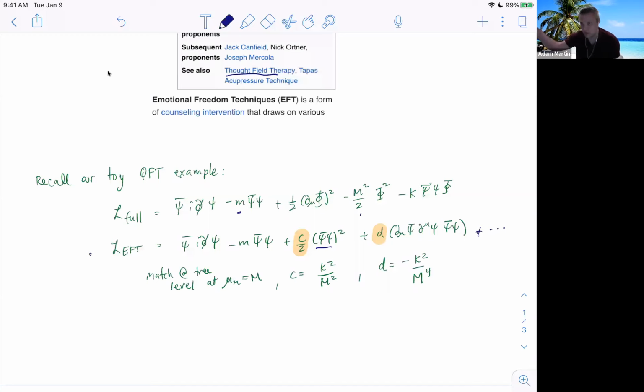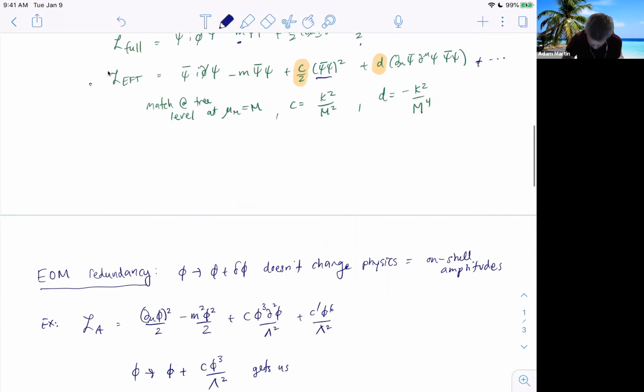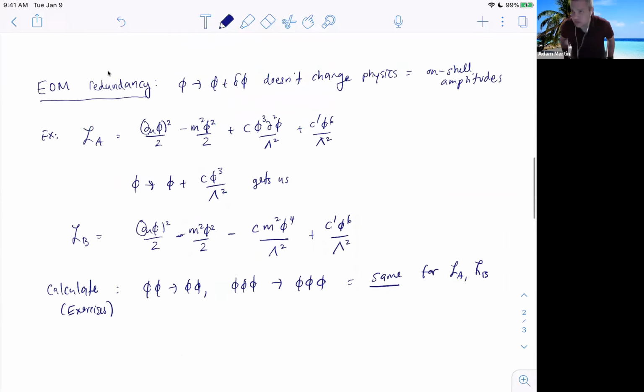What we want to do now, just remember that example, we're going to continue to run with it. What I ended with last time was a redundancy. One of the main messages I wanted to get across, forget any of the details, factors of 2, is that a higher dimensional Lagrangian term, an operator there, you can always mess around with it. So you should never be too attached to a higher dimensional term. The redundancy is that if I just take phi to phi plus delta phi, it doesn't change on-shell amplitudes, the stuff that I connect to experiment.